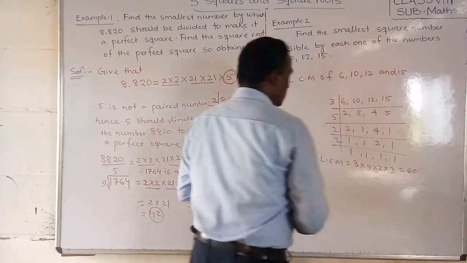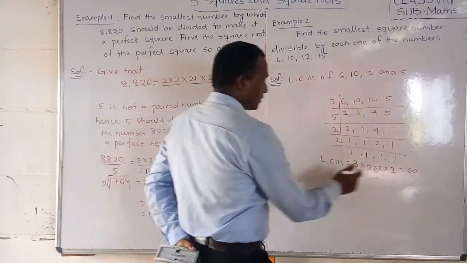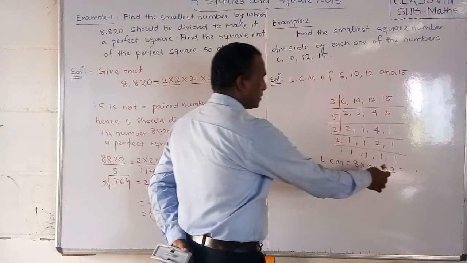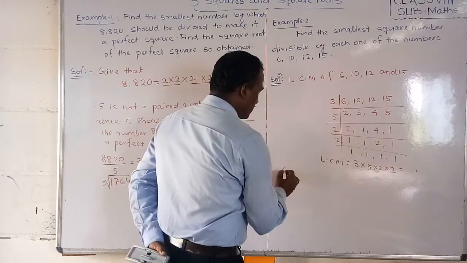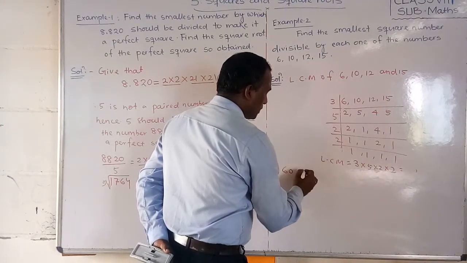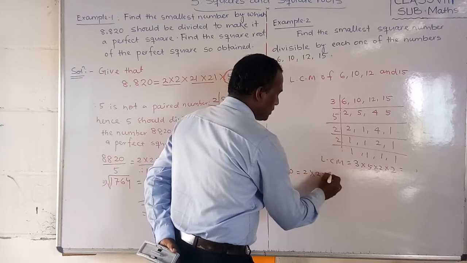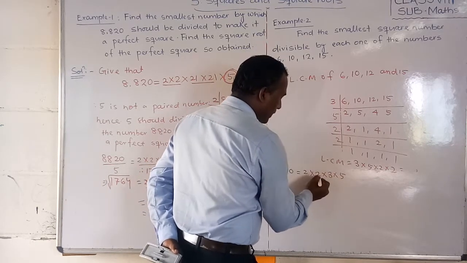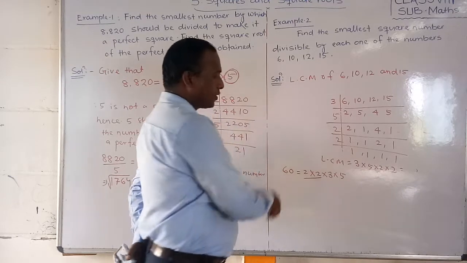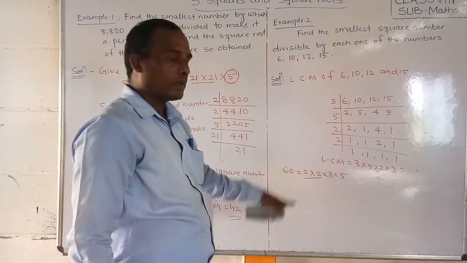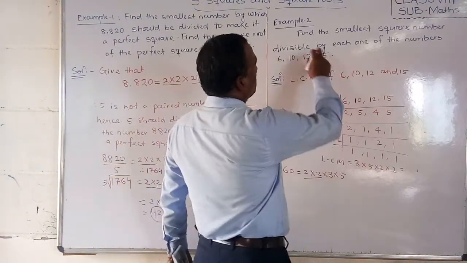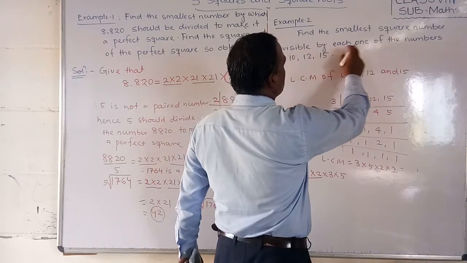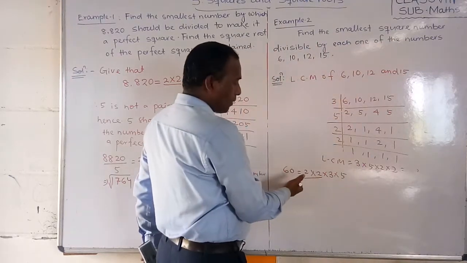So we have got the LCM 60, now its prime factors: 60 is equal to 2 into 2 into 3 into 5. If you make pairs, it is not a perfect square. 60 is not a perfect square. So what should you multiply? To find the smallest square number divisible by each one of the numbers, since it is not a perfect square.